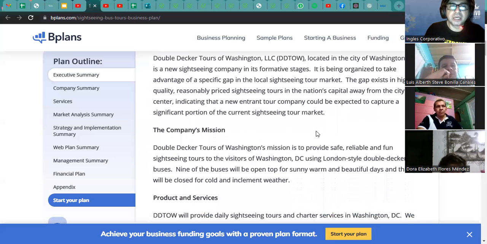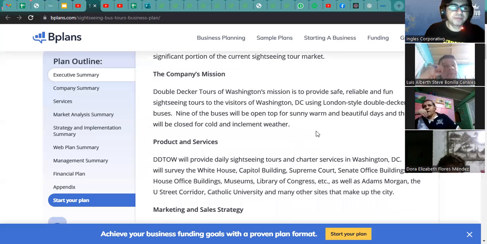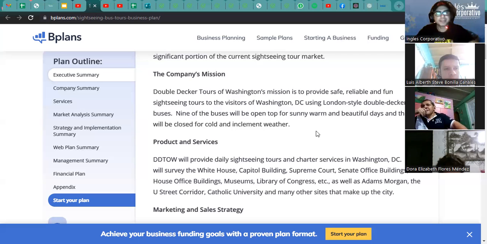Perfect. So the company's mission, that's going to be for David. Okay. Double Decker Tours of Washington's mission is to provide safe, reliable, and fun sightseeing tours to the visitors of Washington, D.C. using London style double decker buses. Nine of the buses will be opened up for sunny, warm, and beautiful days, and three will be closed for cold and inclement weather. What do you get on this?